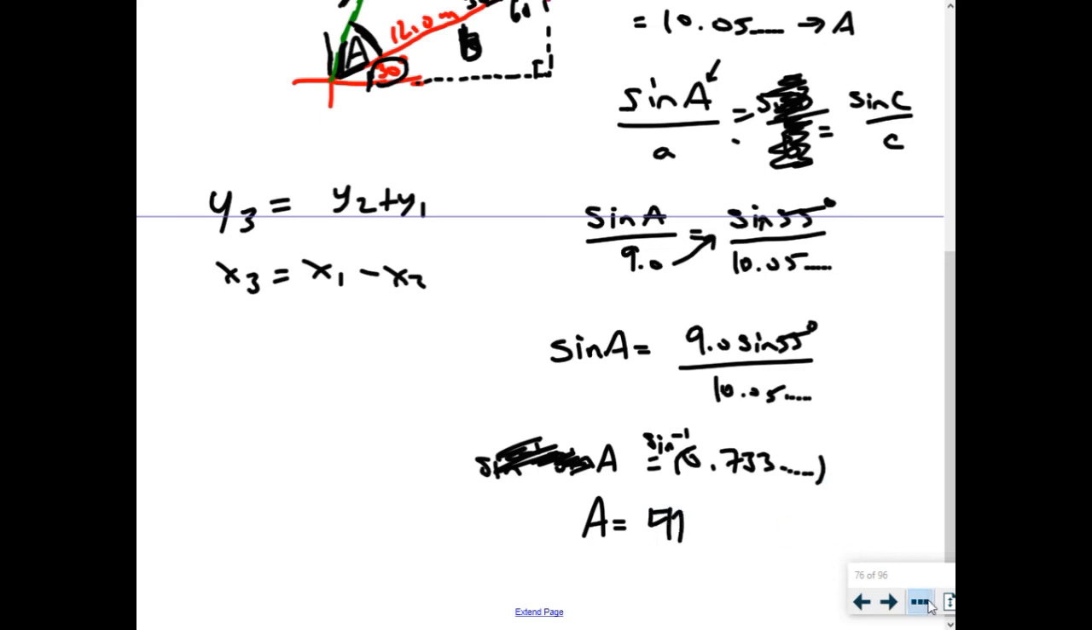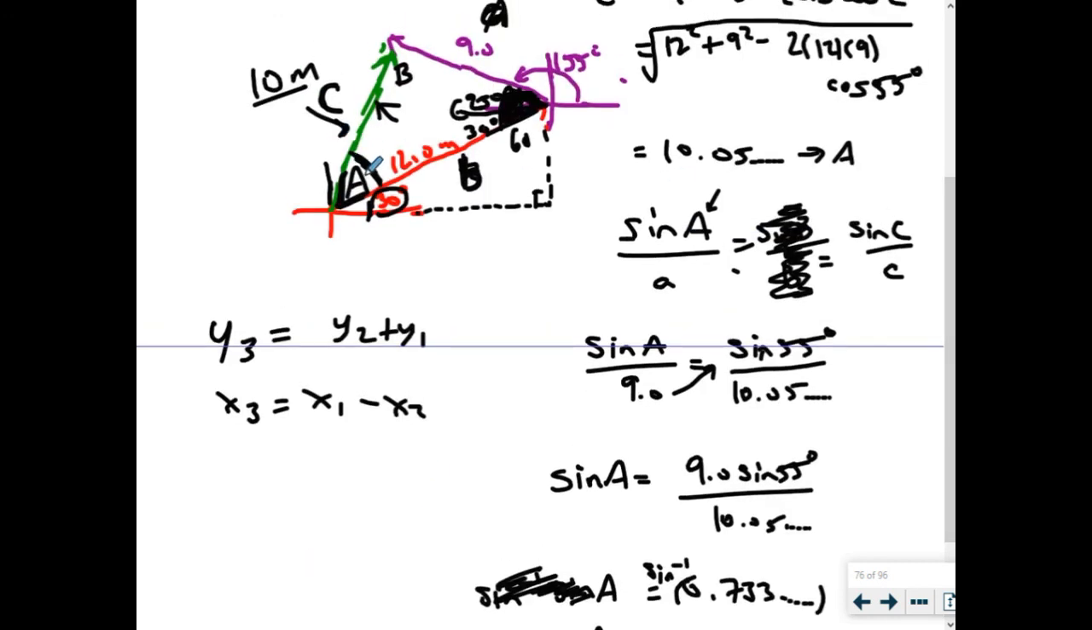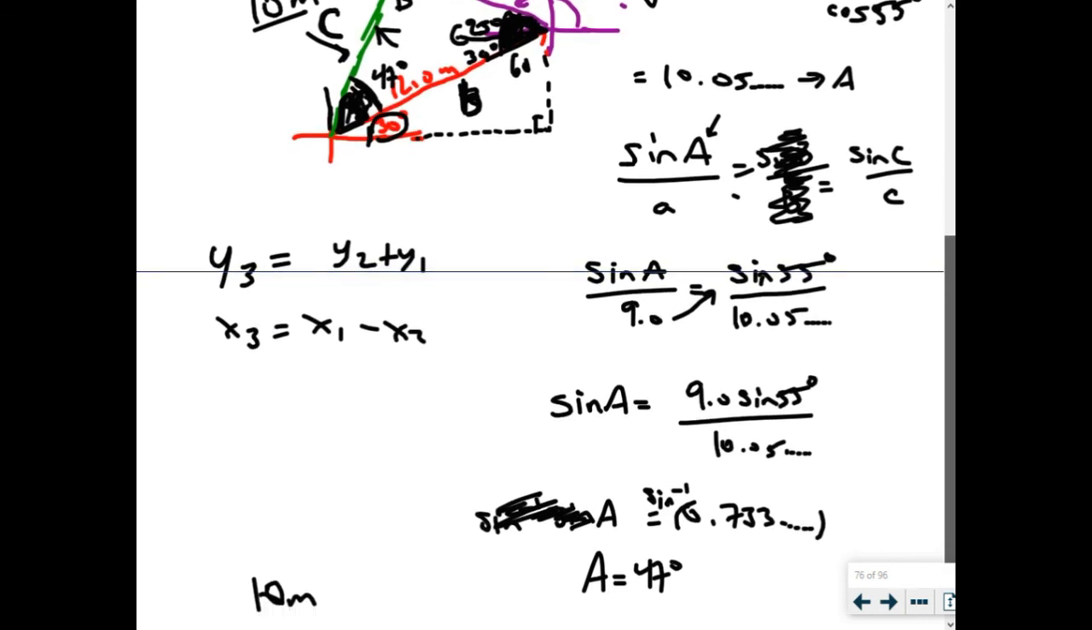Ooh, that didn't work out nicely. Let me write that better. I got 47 degrees. Okay, so there's our final answer. Well, no, it's not. Okay, we know that we went 10 meters. But it's not 47 because this angle right here that is colored in black, that is 47 degrees. It has to be added to 30 more. So the grand total is 77 degrees.